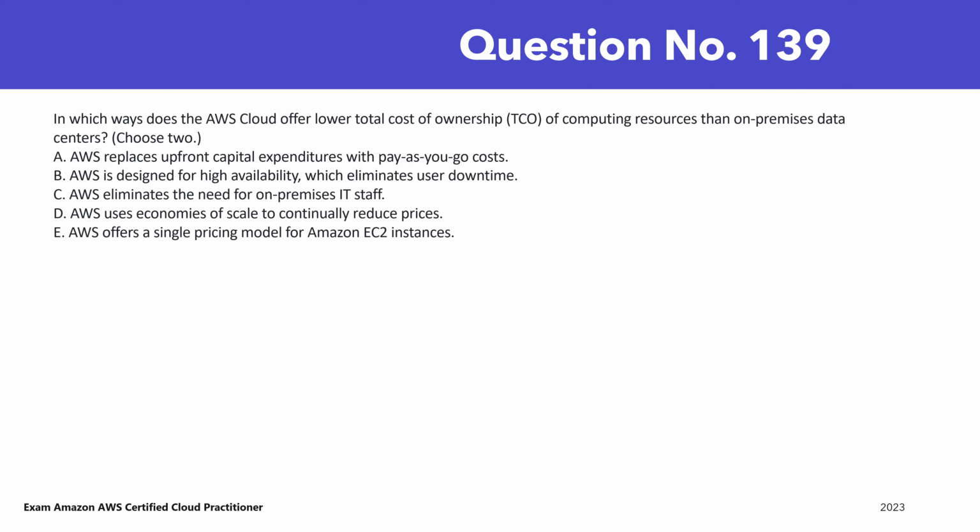In which ways does the AWS Cloud offer lower total cost of ownership, TCO, of computing resources than on-premises data centers? Choose 2. A. AWS replaces upfront capital expenditures with pay-as-you-go costs. B. AWS is designed for high availability, which eliminates user downtime. C. AWS eliminates the need for on-premises IT staff. D. AWS uses economies of scale to continually reduce prices. E. AWS offers a single pricing model for Amazon EC2 instances. Correct answer, B and C.